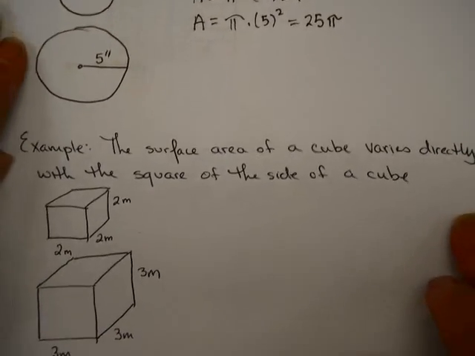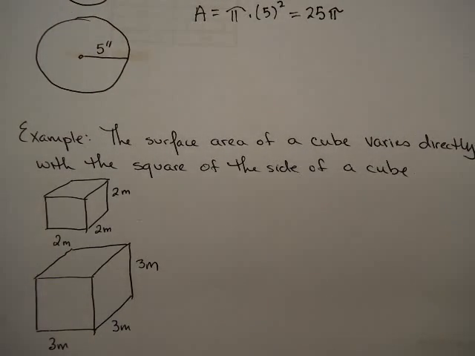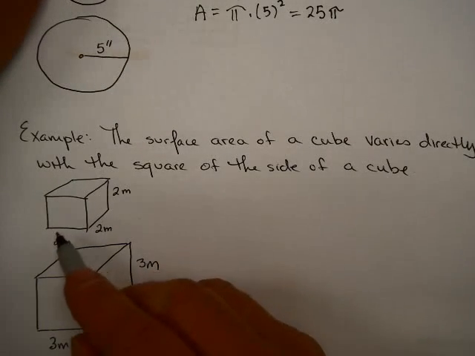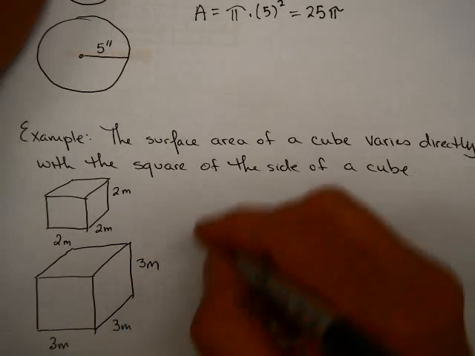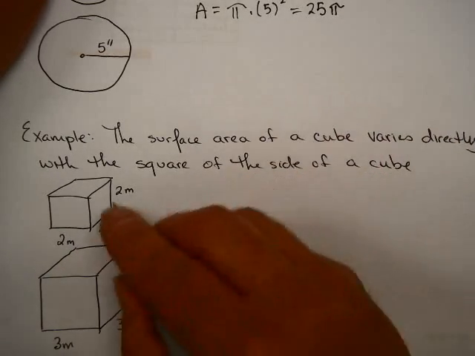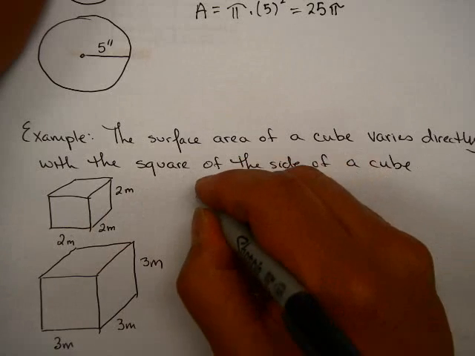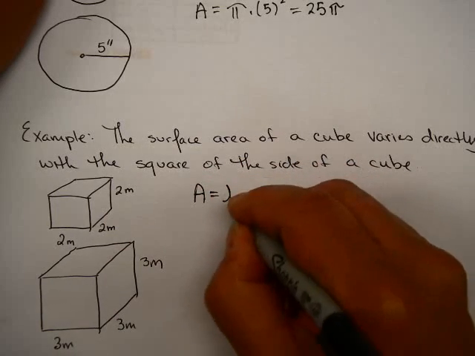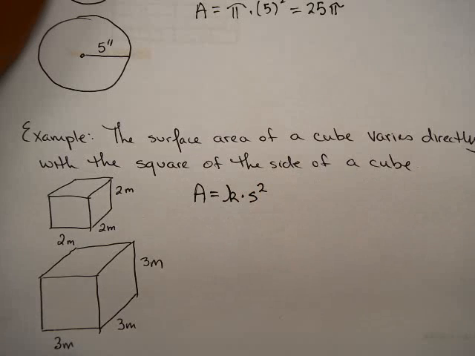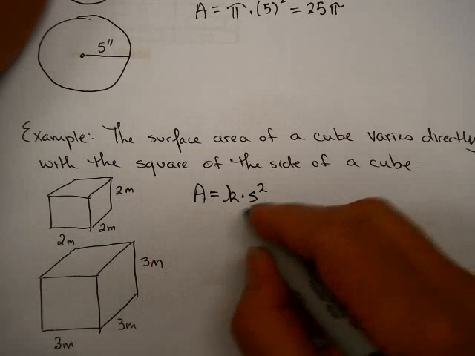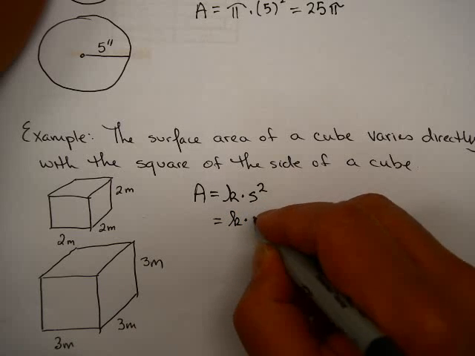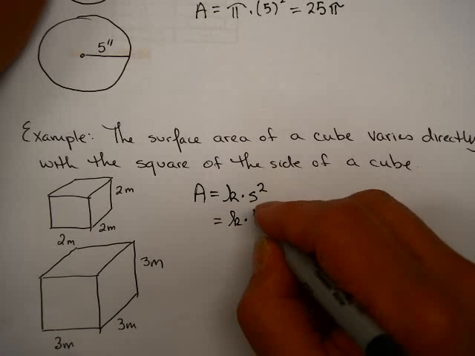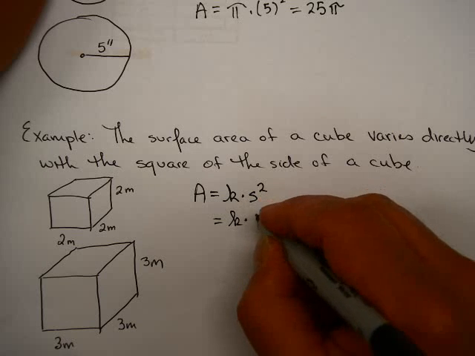Another real-life example of quadratic variation is surface area. Let's take a look at this. Here I have a cube. Surface area of a cube varies directly with the square of its side. So if I just didn't know the formula, but if I wanted to figure it out, I could say A equals K times the square of the side, where A is the area and S is the side. And here I could say, well, look, I've got K times 2 squared, okay, which is going to be, what is that? That is 4.